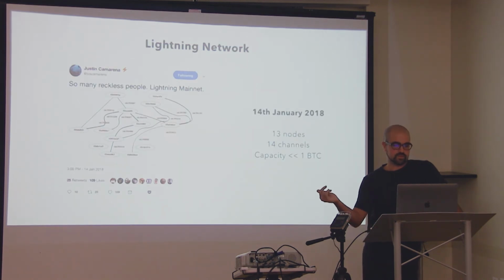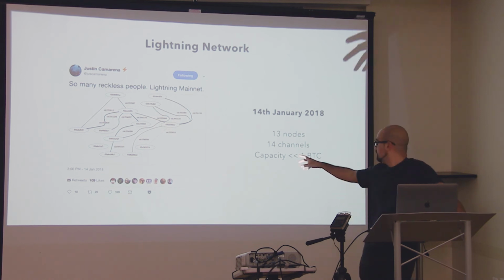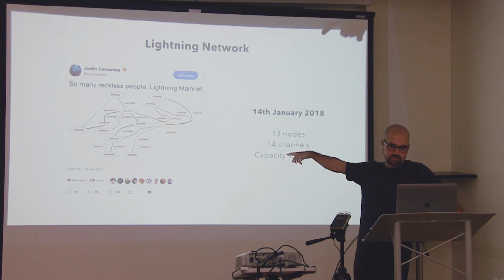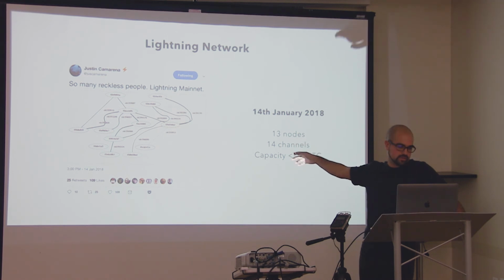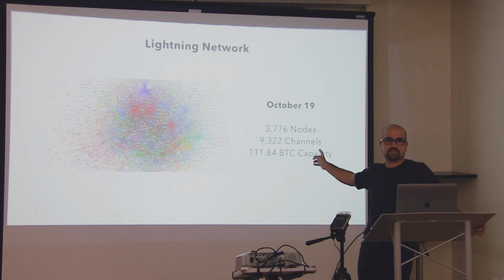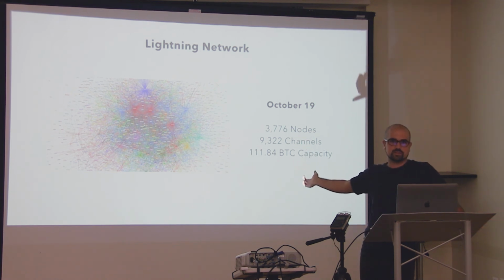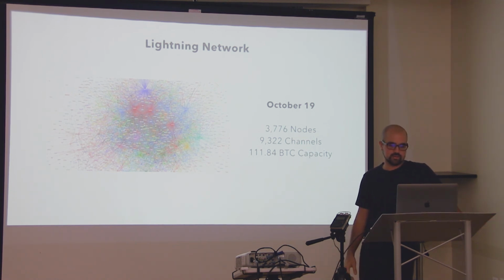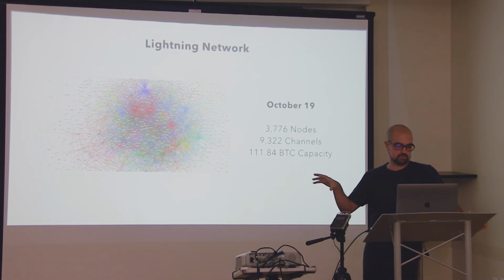And fast forward to January 2018, and we have the Lightning Network being born. And there's about 13 nodes in that graph, 14 channels, and negligible capacity on the network. Fast forward again to a couple of weeks ago, and now we have 3,776 nodes, 9,322 channels, and 111 BTC in capacity. And this is just from the visible network. Nodes who remain private are not included.